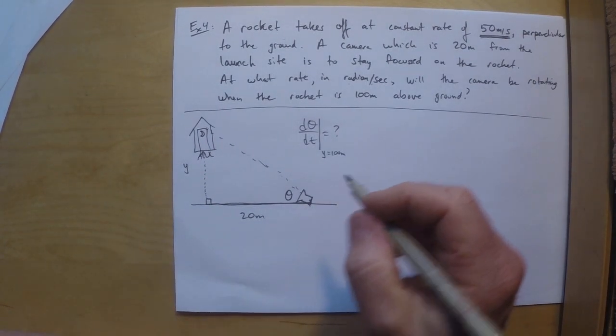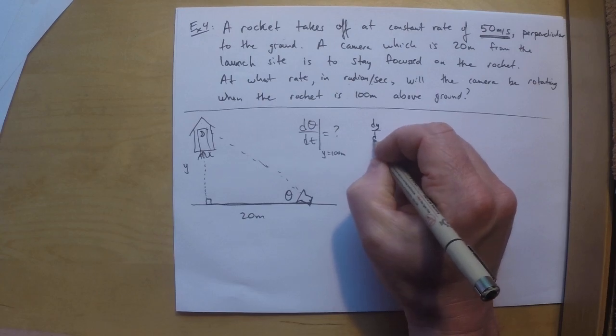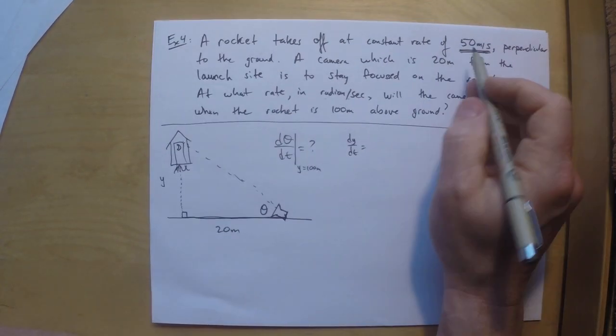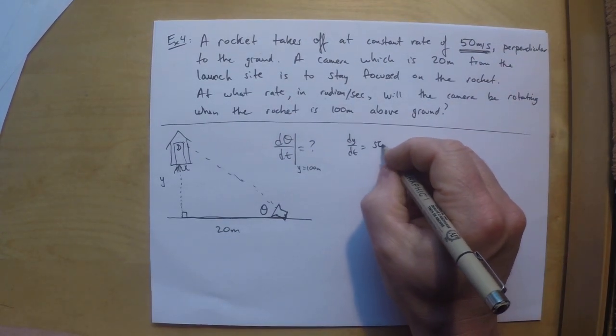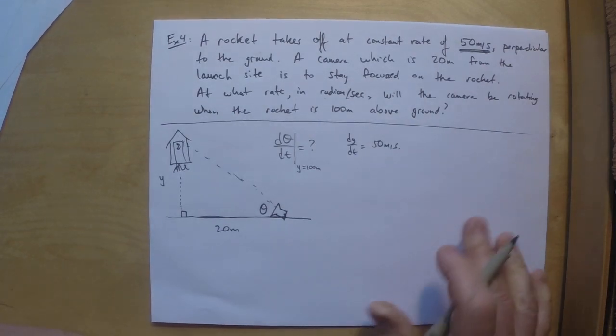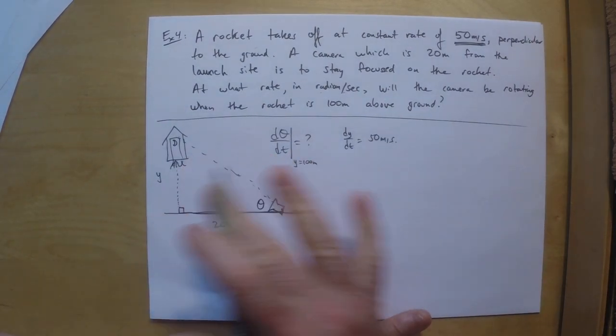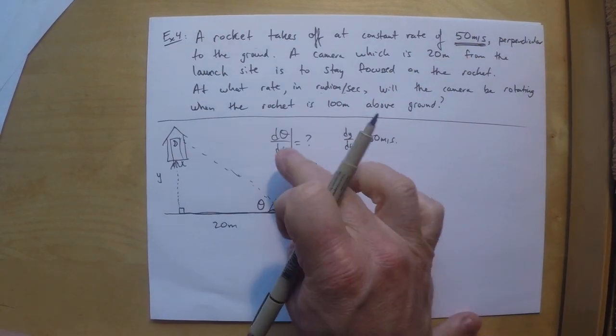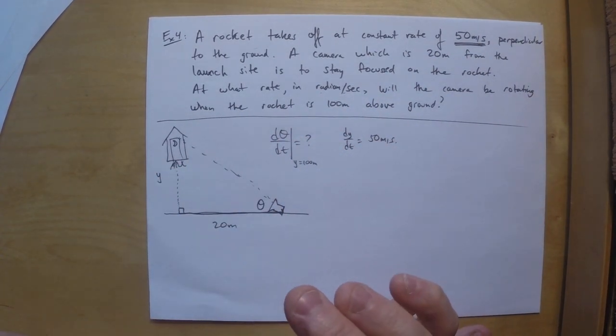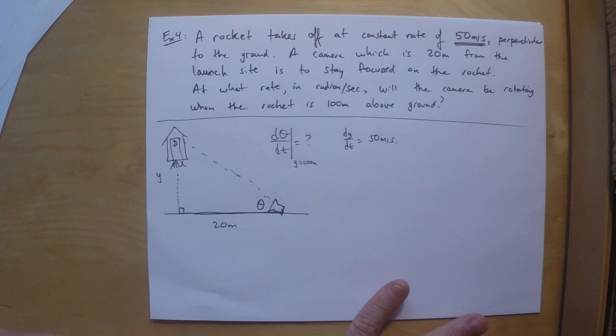And what else are we given? We know that dy/dt, the change in y, is 50 meters per second. All right, so we've got all the data, taken all the English, put it into kind of math talk, got a picture. What relationship links those together?